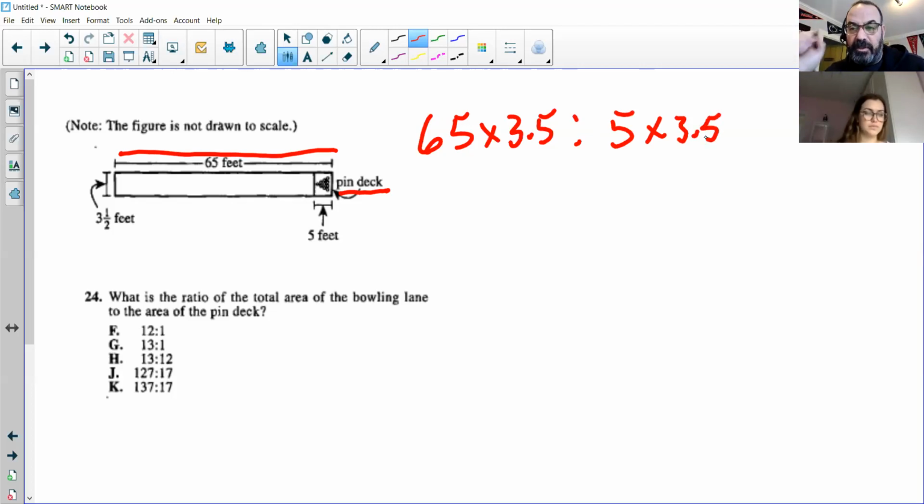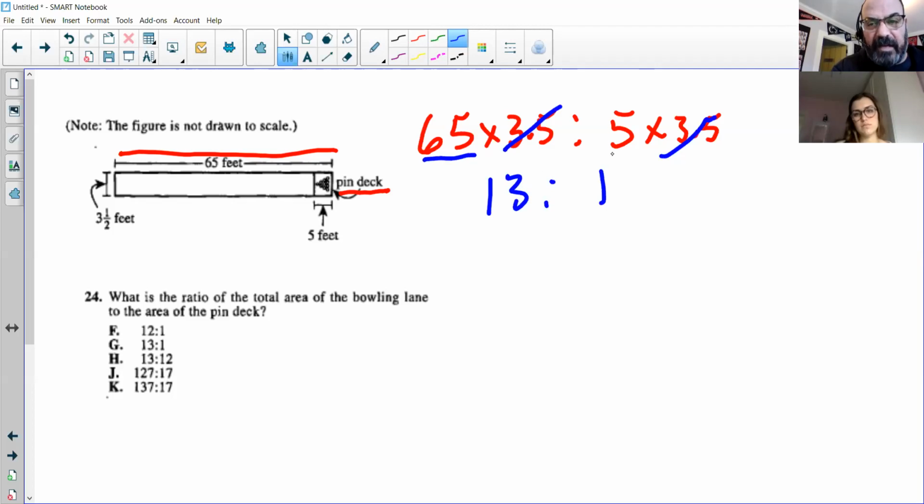Ratios are reduced. So they're taking larger numbers and putting them smaller. And the first thing I notice is they both have the same width for the area. So I could cancel this out. So I can divide by 3.5, and if I divide 65 by 3.5, nice thing I like about the ACT is it has a calculator on every section, 13 to 1. So 65 divided by 5, 5 divided by 5 gives me the right answer, G, 13 to 1.